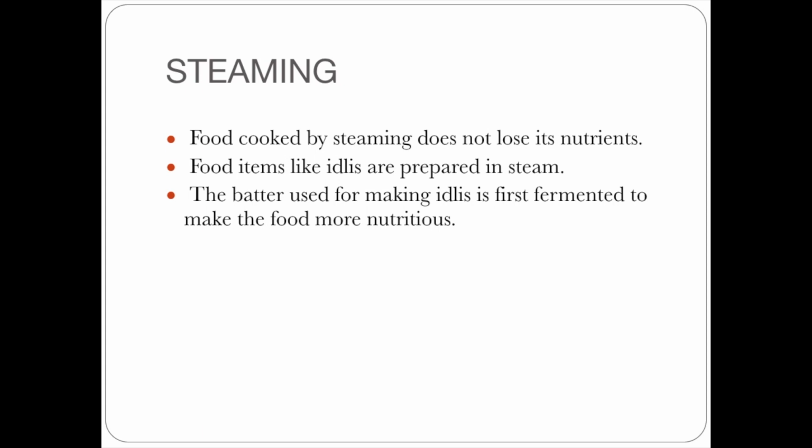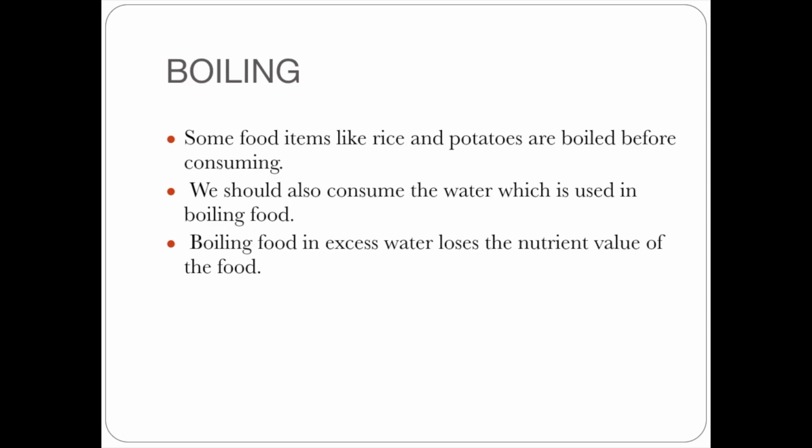The next process is boiling. Some food items like rice and potatoes, as already told you earlier, are boiled before consuming. Now again, why are the food items boiled? The answer remains the same: to make it soft and tastier, and finally easy to digest. We should also remember to consume the water in which the food is boiled, as that water contains the main nutrient value of the food.